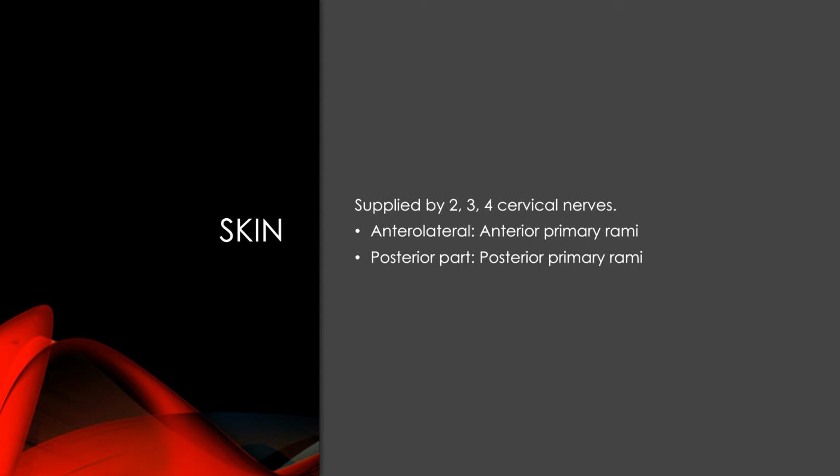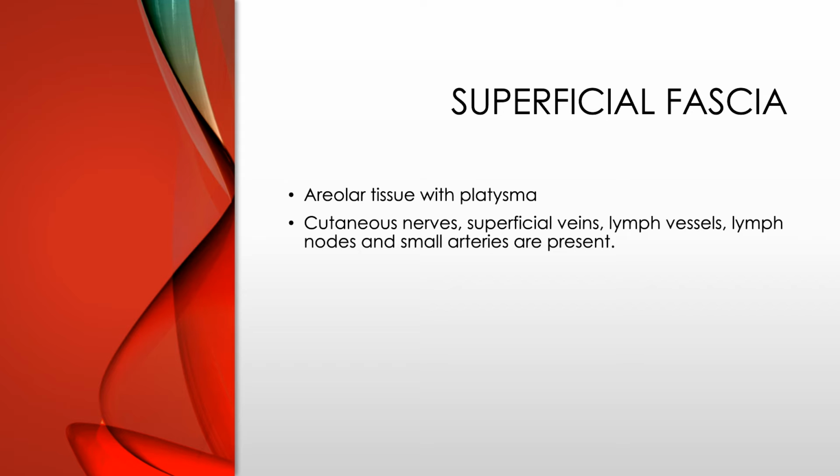The first cervical spinal nerve has no cutaneous supply, whereas the 5, 6, 7, 8 cervical nerves and T1, that is thoracic first nerve, supply the upper limb through the brachial plexus. Now we are going to see about the superficial fascia. So superficial fascia contains areolar tissue with platysma, and deep to the platysma there are cutaneous nerves, superficial veins, lymph vessels, lymph nodes and small arteries.